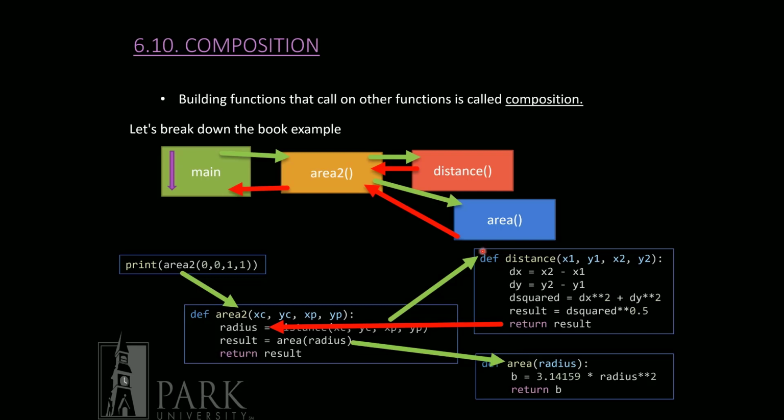So you can see that we have two functions that are solving their own unique problems, and then area2 is composed of those two functions to solve a larger problem, which is to calculate the area of a circle given 2 coordinates.